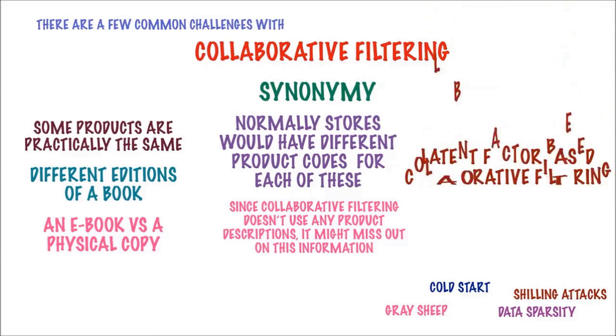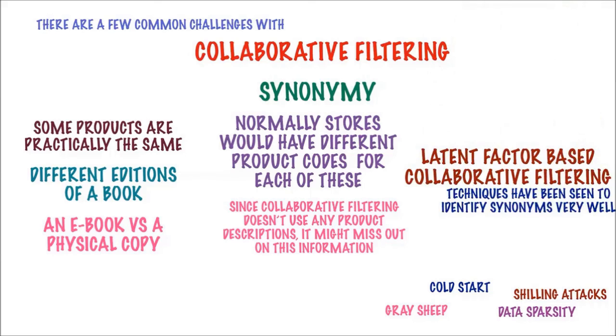This is actually why latent factor based collaborative filtering really works. It has been seen to identify synonyms really well. So if you have a set of data where you think that there might be synonymy, it's better to go for latent factor based collaborative filtering than a neighbor based collaborative filtering.